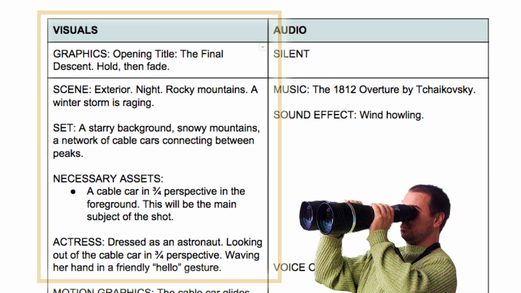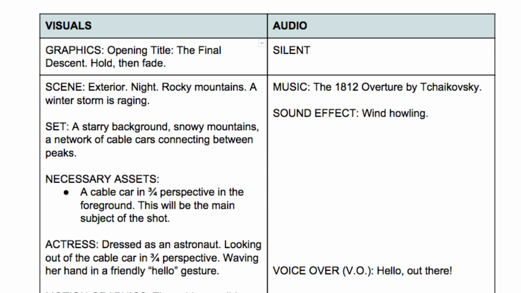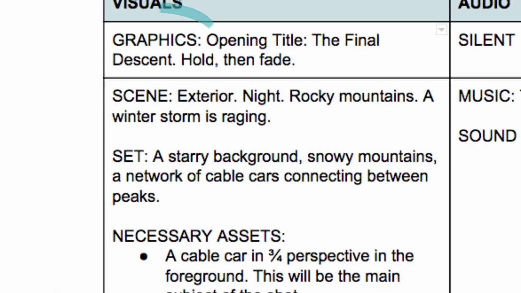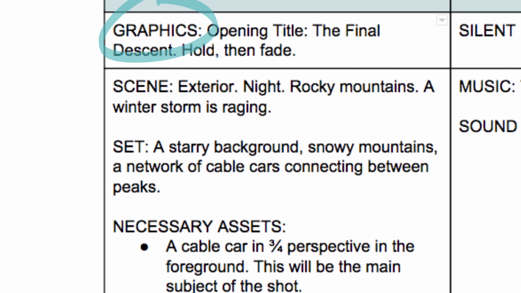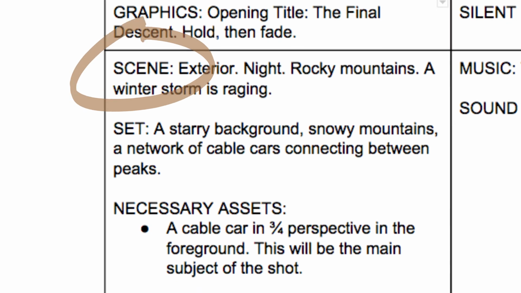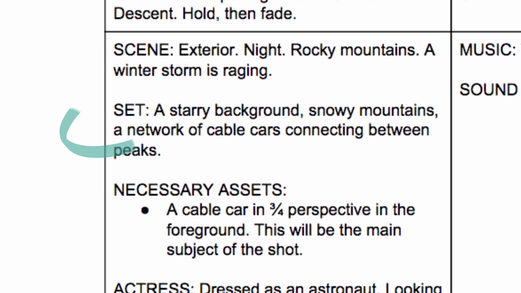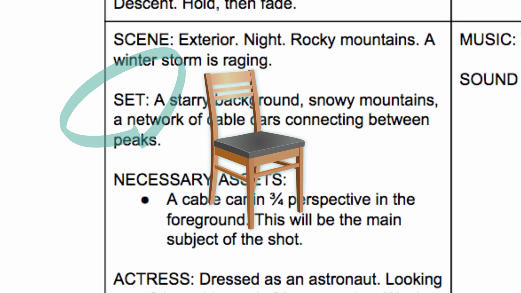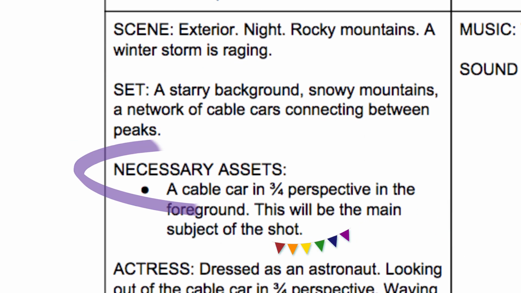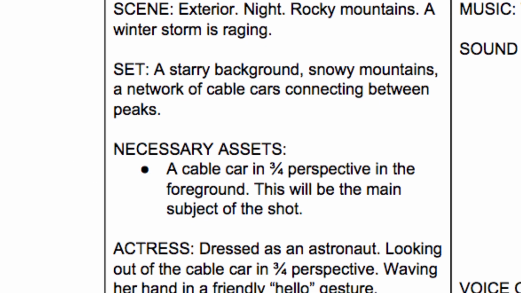In the visuals column, the elements you see are listed. Different labels help us understand what is meant to be depicted. Graphics describes any visual elements that are being imposed on the screen, such as logos or credits. The scene describes the general setting or environment where your story takes place. The set describes the props that exist within the scene, such as furniture, tools, or decorations. In this script, we use the label necessary assets to describe things that are essential to the story. In this case, we need to see a cable car in 3/4 perspective for this shot to work.